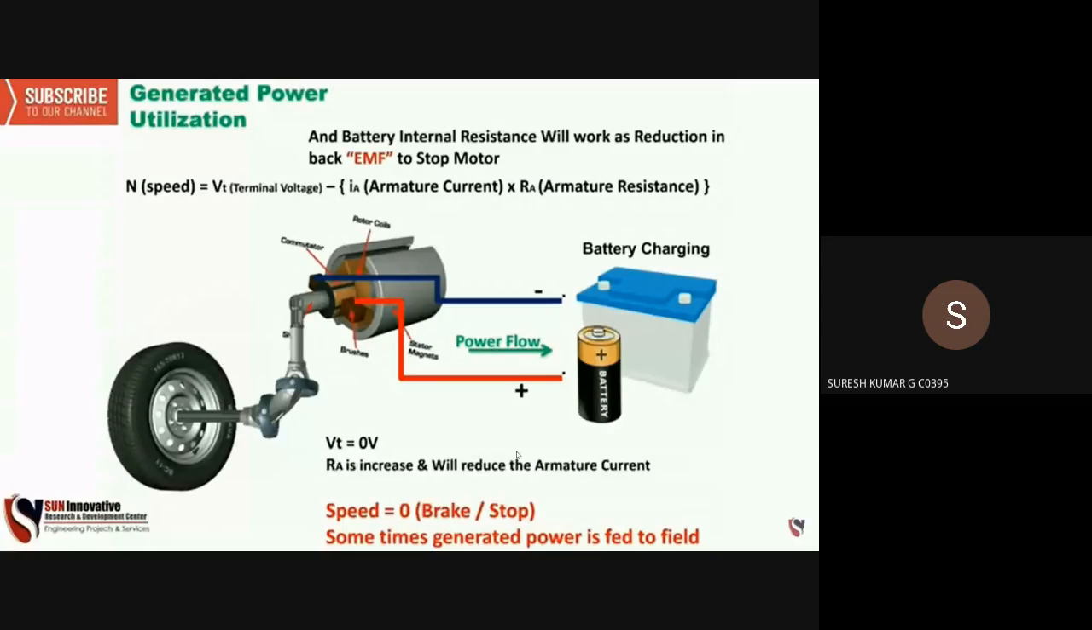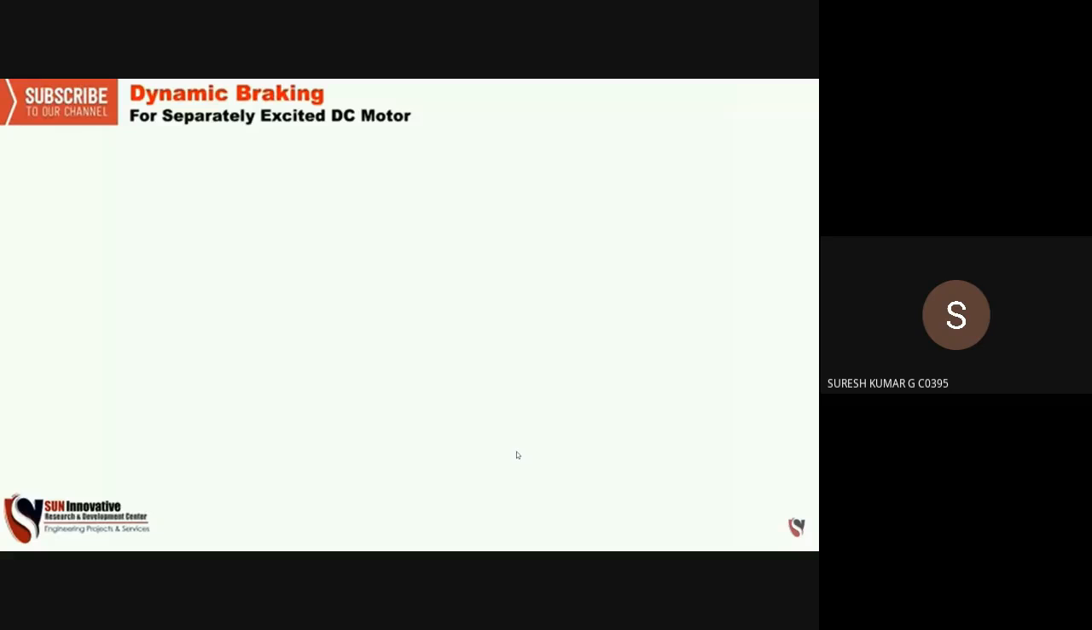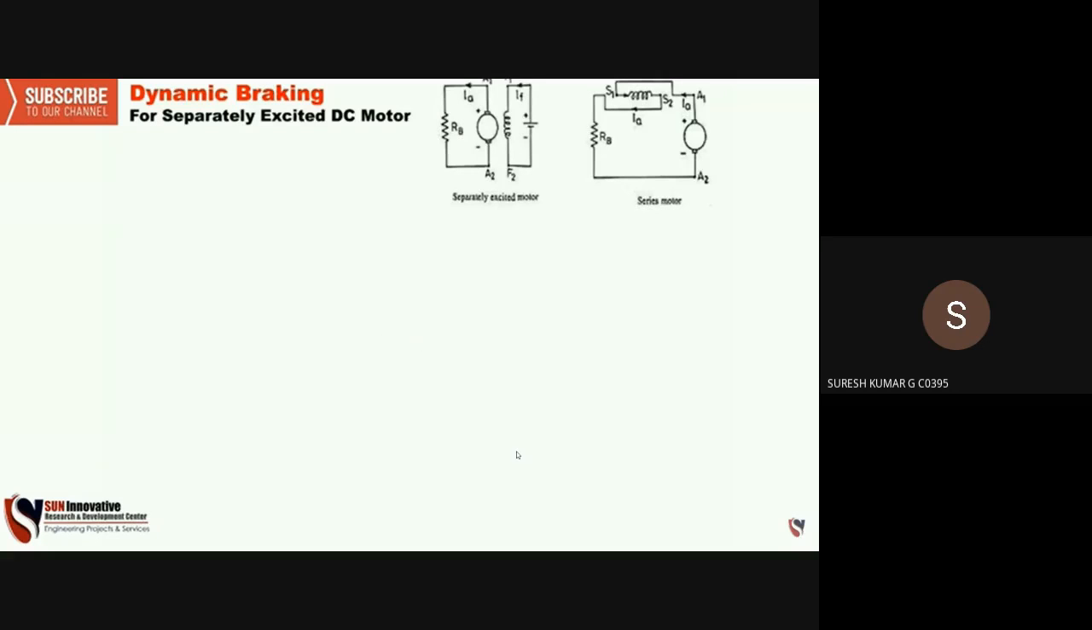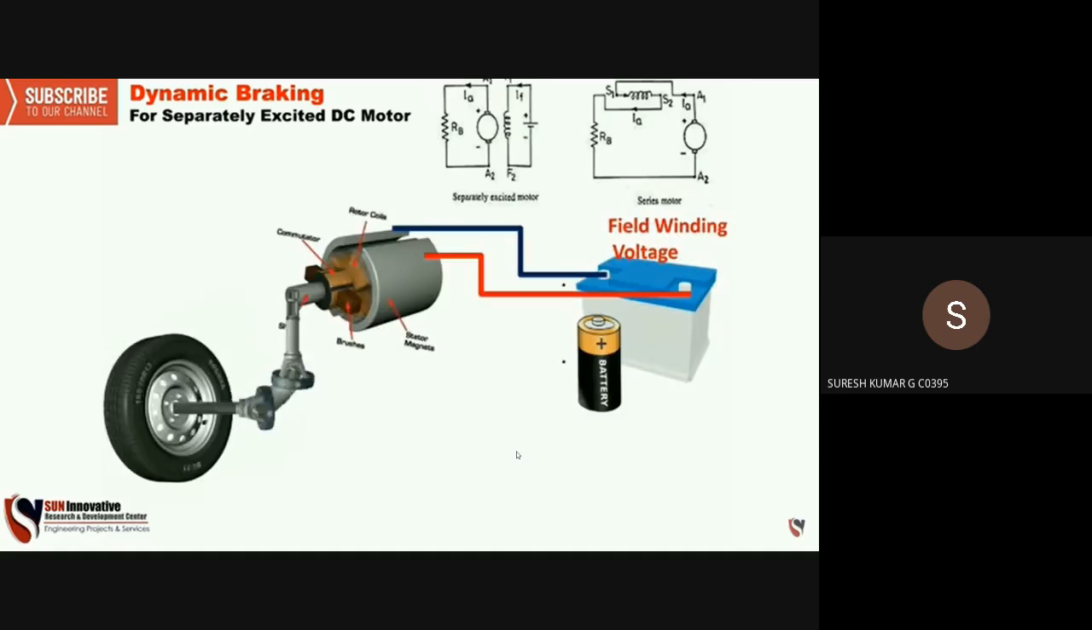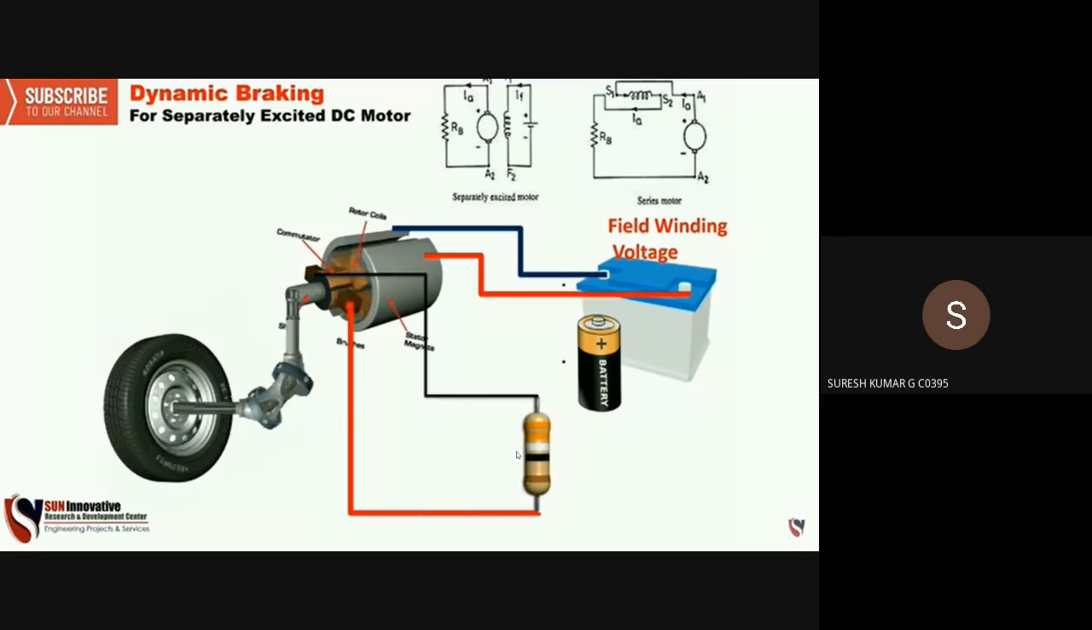Now next is dynamic braking for a separately excited motor. So the figure is shown there. You can see it in the right hand corner. Now this circuit is connected to the battery and field winding voltage as the circuit shows. Now powering the circuit, it will rotate, as we know that powering the motor will rotate the tire. Now the armature is connected with the resistance, positive and negative terminals.